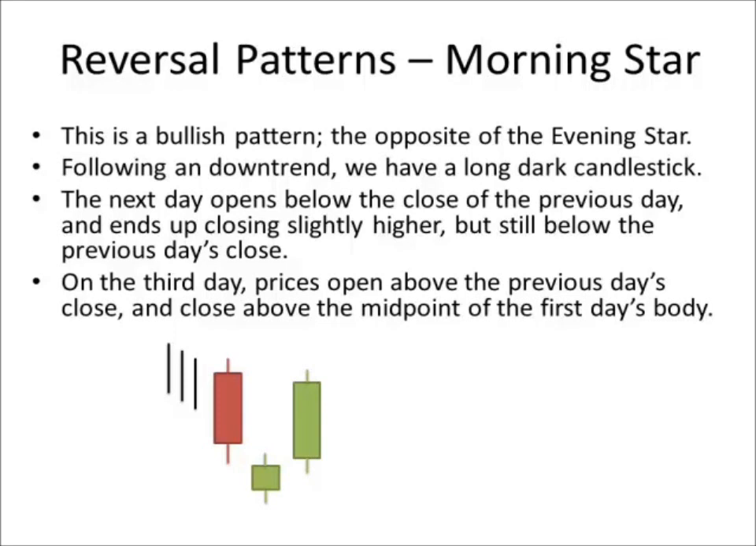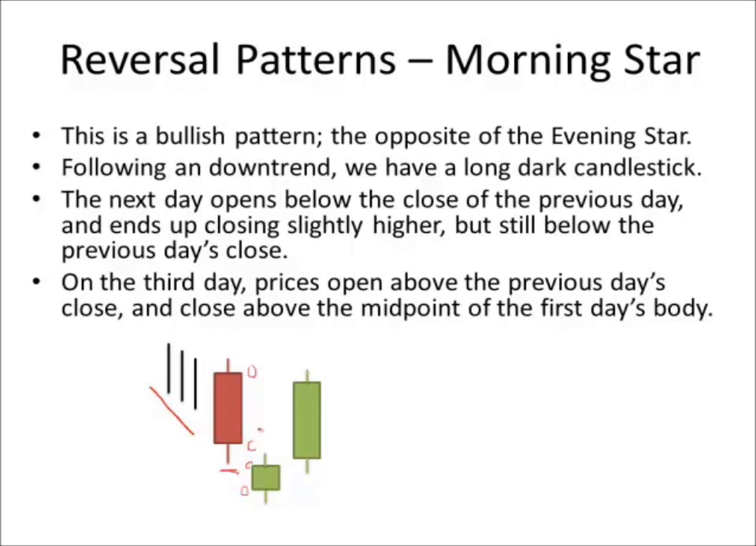Alright, so we have a bullish pattern here, and we start following a downtrend. So we have our downtrend here. Following the downtrend, we have a long dark candlestick, which is here. In our long dark candlestick, we have the open here and the close is here. So the next day, we open below the close of the previous day. So we open all the way down here and end up closing slightly higher. We close over here, but still below the previous day's close. So this close here is still going to be below the previous day's close.